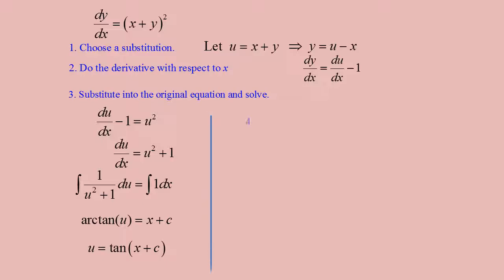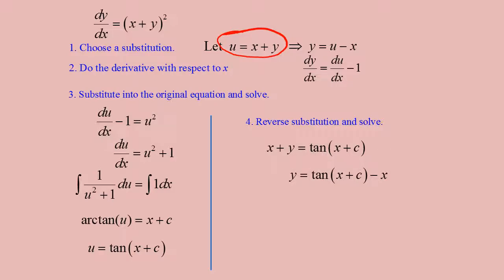And then step 4 is to reverse the substitution. So in place of the u, we want to go back to our original and unsubstitute. So we'll put an x plus y in place of the u. And then hopefully we can finish recovering our function. So we'll try to solve that for y, which in this case is pretty easy. Just subtract x. And so there's our process for substitution in differential equations.